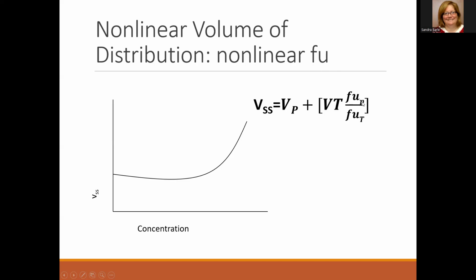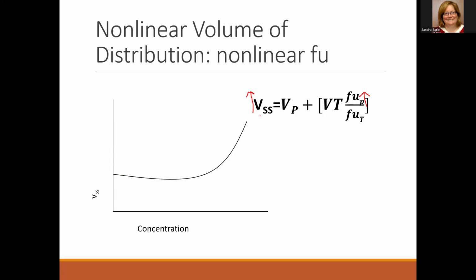If we have nonlinear fraction unbound in the plasma, what's going to happen? The fraction, as the drug overwhelms those protein binding sites, this is going to increase, isn't it? Let's see if I can draw that on there. This is going to increase, which causes the volume to increase, but not until the concentrations are higher than the KD, right? So you'll see it at lower concentrations, it'll be linear, and then it'll become nonlinear at higher concentrations.